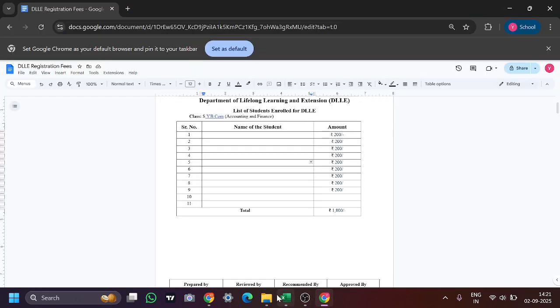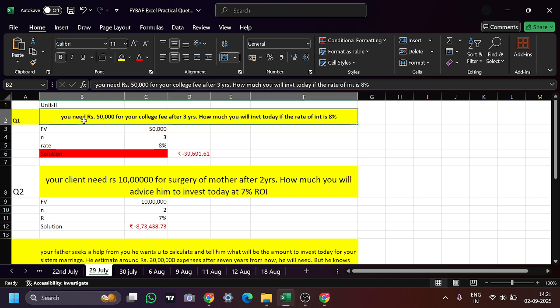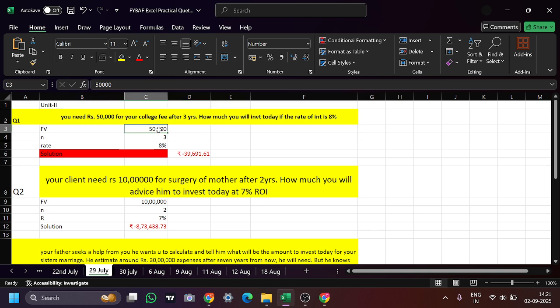Now we have certain questions over here. We are starting with unit 2. Question number 1 goes like this. You need 50,000, so this is all about the future. The future value is given as 50,000 for your college fees after 3 years. How much will you invest today if the rate of interest is 8%?